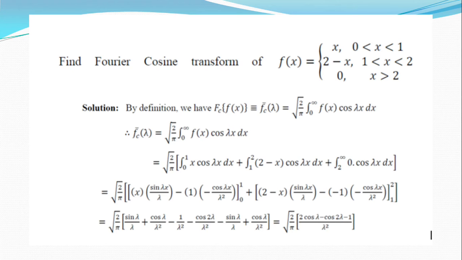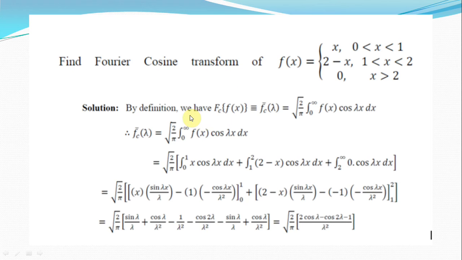Let us have a look at the problems on the topic Fourier transform. Let us discuss the first problem on the Fourier cosine transform. Find the Fourier cosine transform of f of x equal to x for 0 less than x less than 1, equal to 2 minus x for 1 less than x less than 2, and equal to 0 when x is greater than 2. So this function f of x is divided into 3 parts from 0 to infinity. From 0 to 1 it is given as x, from 1 to 2 it is 2 minus x, and from 2 onwards it is given to be 0. We need to find the Fourier cosine transform.